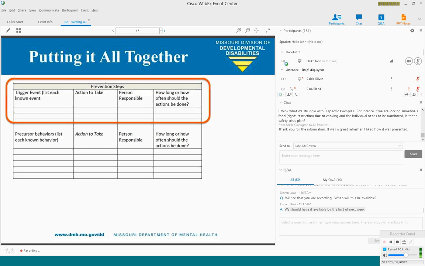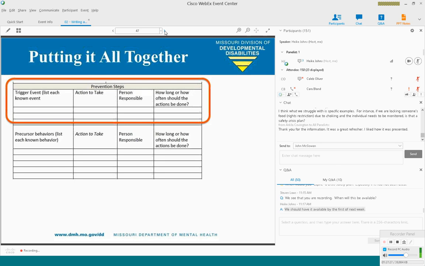Is it a direct care staff person who's responsible for doing it? Is the professional manager responsible for doing it? And then how long, how much of it, how often should they be doing it? So specifically, is this something that should be done once? Is this something that should be done constantly? Is this something that should be done every 15 minutes throughout the day? How do they know how much of this they need to do?